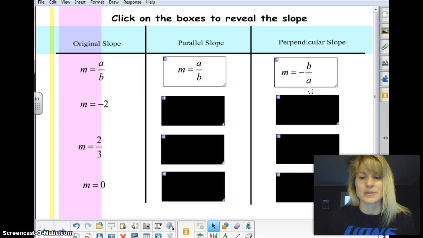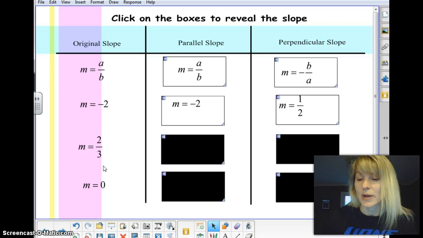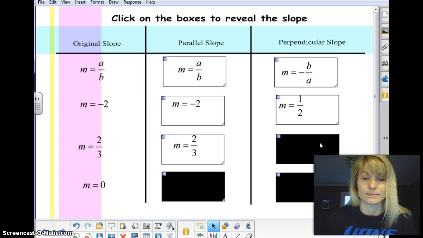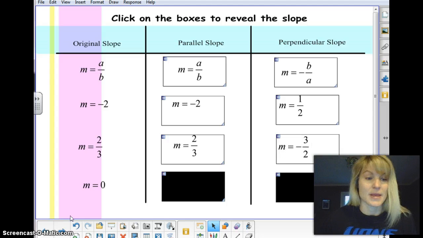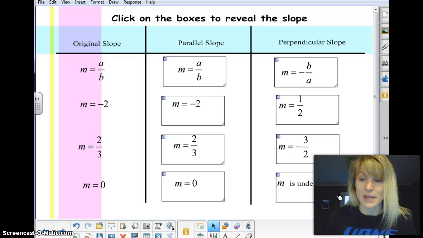Okay, so let's try a little practice. If I want to know the slope of m equals negative 2, what would its parallel slope be? Right? If I want to know the perpendicular slope of a line with negative 2, what would it be? And then let's do some practice with the 2/3. And the 0, which is the tricky one. Make sure you're writing this one down. Okay, and more on this tomorrow.